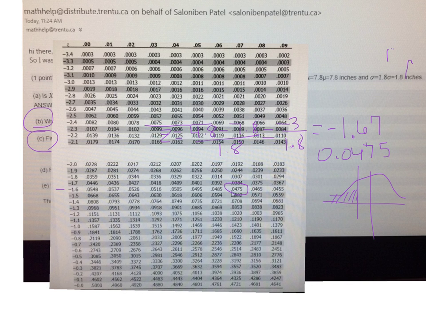And so what we need to do is actually go 1 minus 0.0475, because we're interested in this area under the curve. We want all of the values to the right of that size of fish, of that length of fish, because we want that length and higher. And so if you subtract those, you'll get 0.9525, I think. That's the probability that they're asking for in this question.